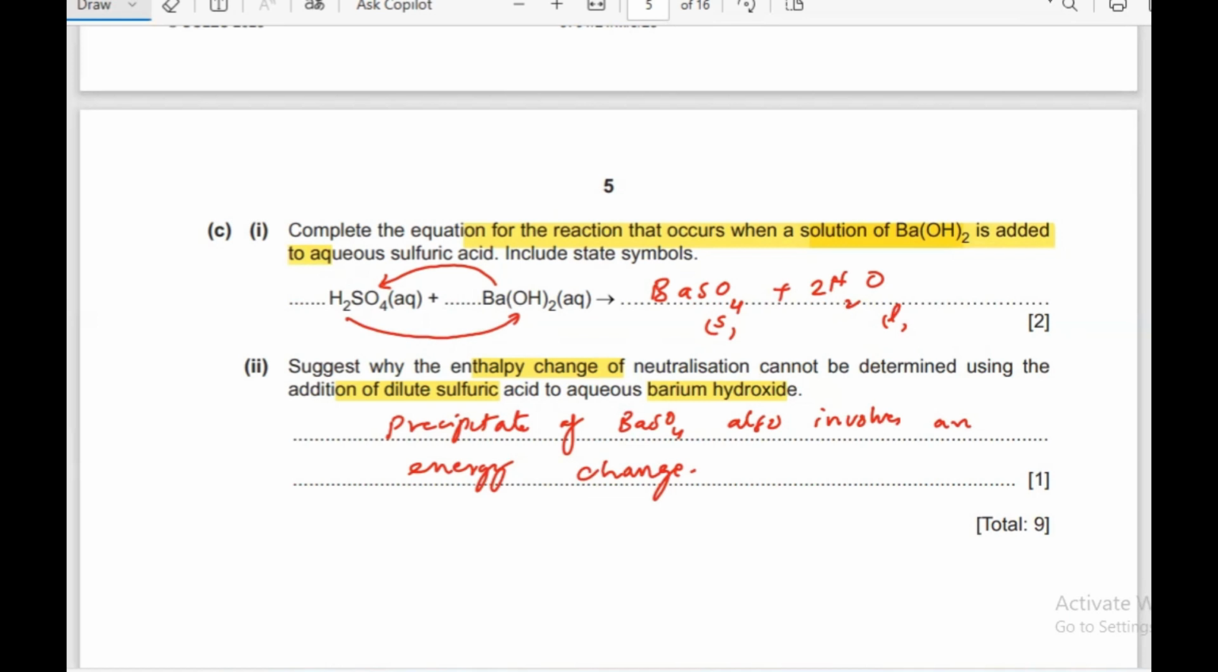This precipitate is made up of Ba2+ and SO4 2- ions. There is another concept in this, which is the lattice energy. But lattice energy is not in the AS level, so it is not necessary to mention here. Just write that the precipitate of barium sulfate also involves an energy change. So that's why it is difficult to measure the enthalpy change of neutralization. This is up to question number 2.